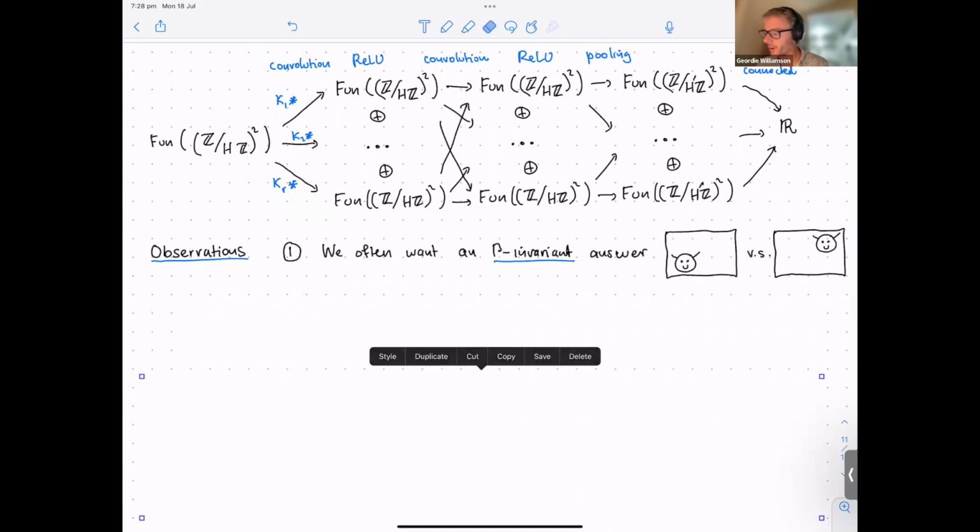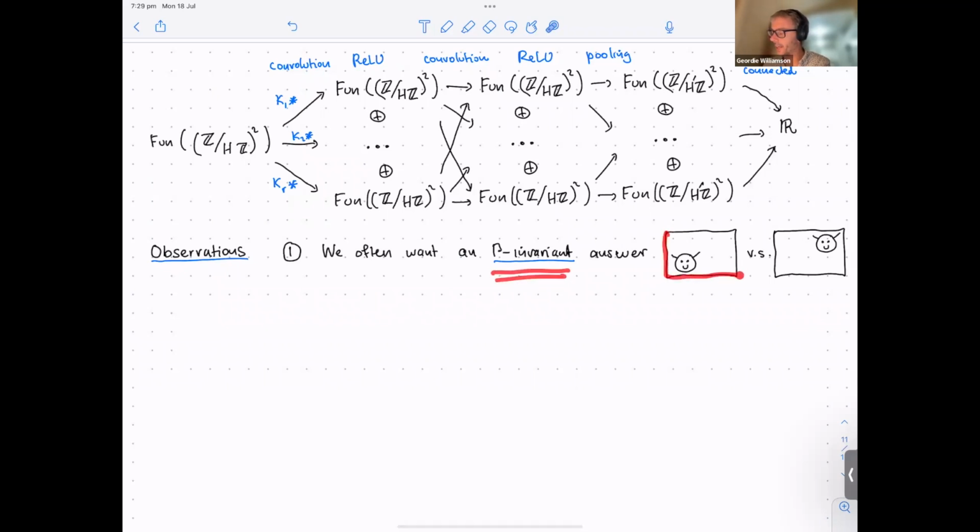Okay. So the first observation is that we often want a gamma invariant answer. Imagine that our question is recognize a tiger, and we have a tiger in the bottom left. If we move the tiger up to the top right, it's still a tiger. So that's the statement that we seek a gamma invariant prediction.